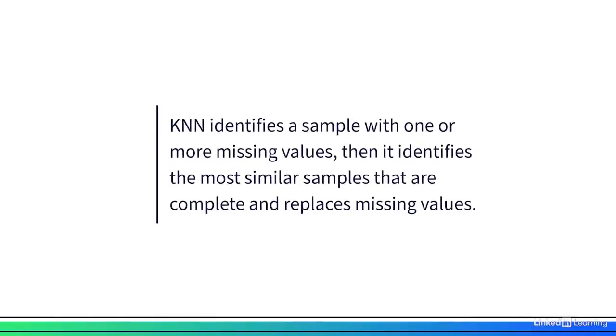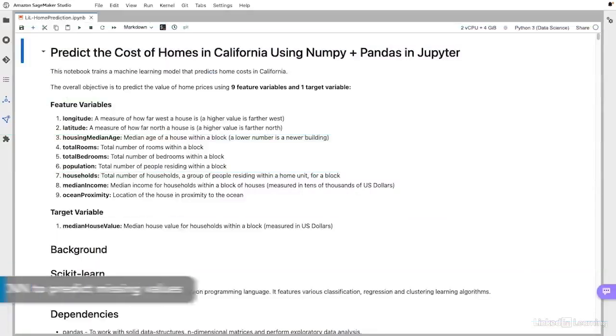KNN identifies a sample with one or more missing values. Then it identifies the K most similar samples in the training data that are complete, i.e., have no missing values in some columns, and then replaces the missing value. Let's use KNN to calculate or predict the missing values.